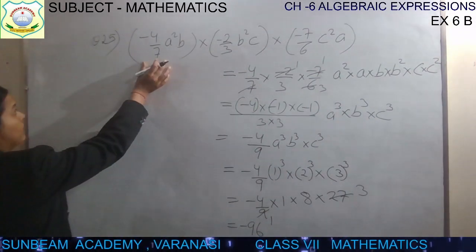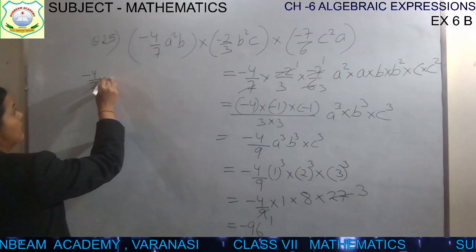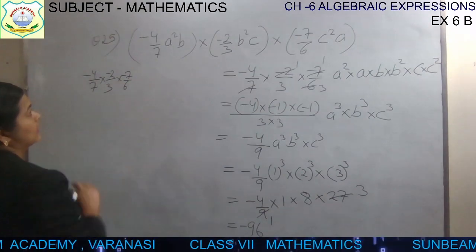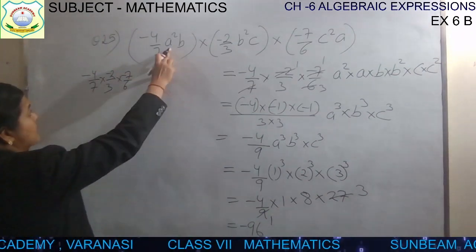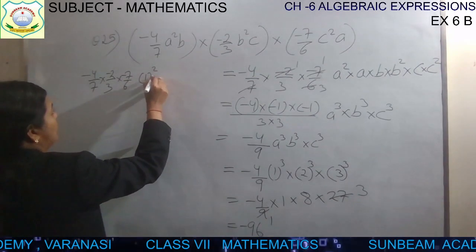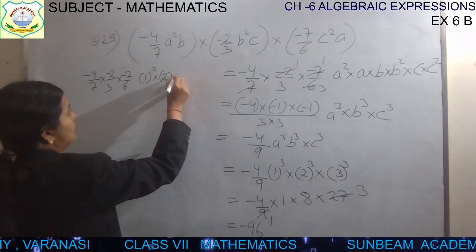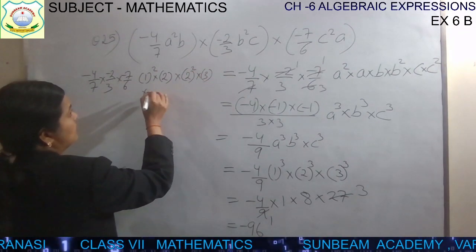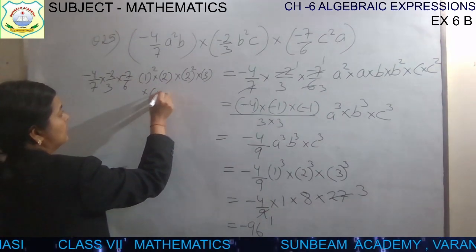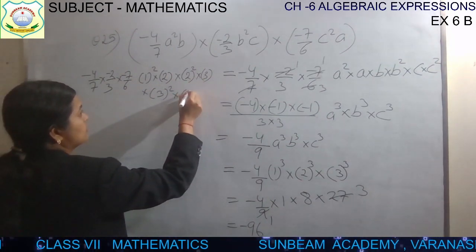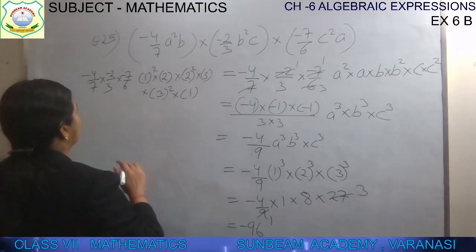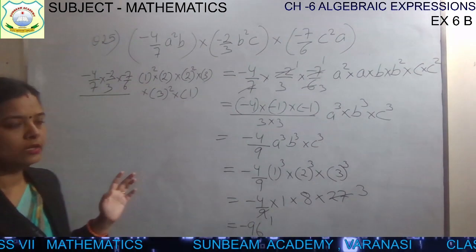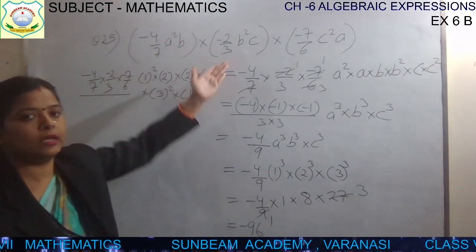Now collect all the coefficients: minus 4 by 7 into minus 2 by 3 into minus 7 by 6. We already collected the coefficients first. Now a square means the square of 1, b means 2, then b square means the square of 2, into c means 3, then into c square means the square of 3, into a means 1. Why have I written it this way? Because I have calculated this already. Otherwise you can directly put the value and find it.